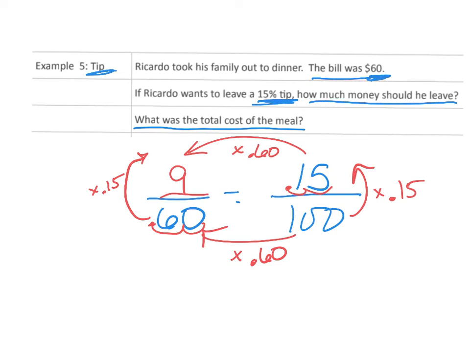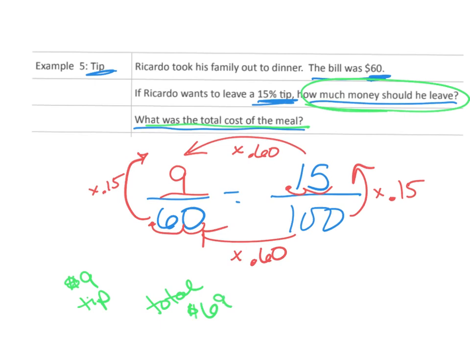I get 9. So my two questions: how much money should he leave? It is a $9 tip. What was the total cost? I'm going to add them together. The total is going to be $69. So make sure you're paying attention to what kind of questions you are answering.